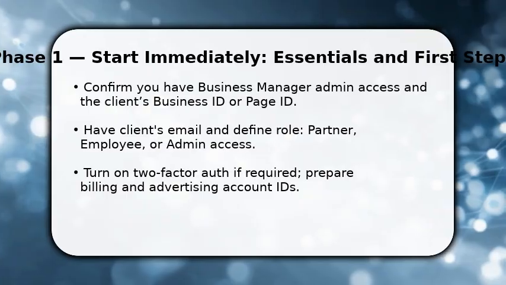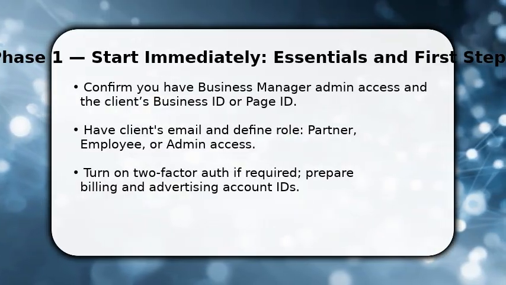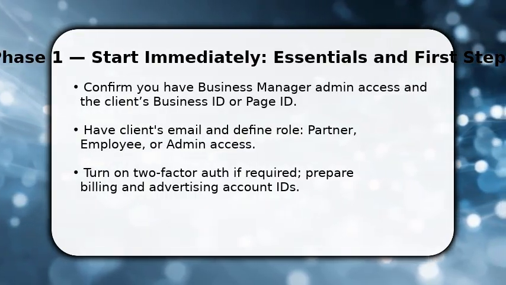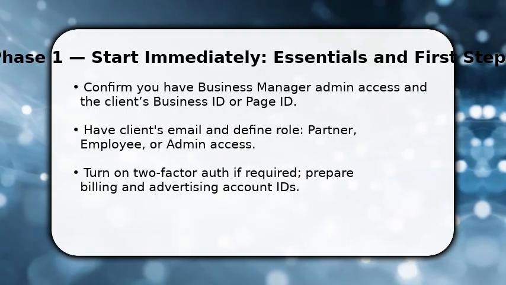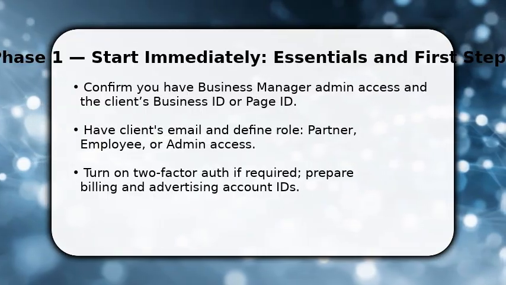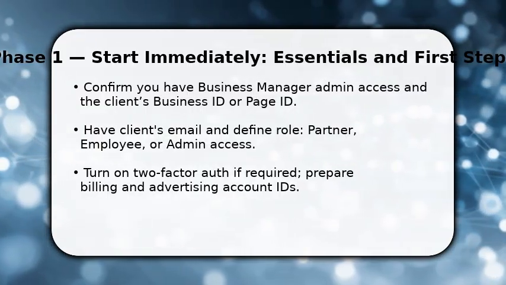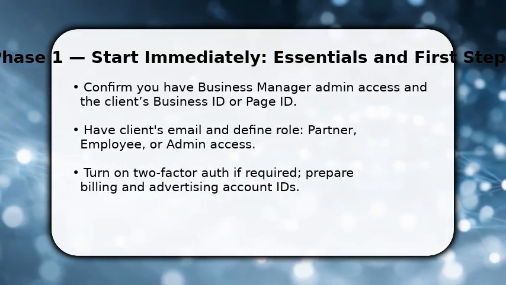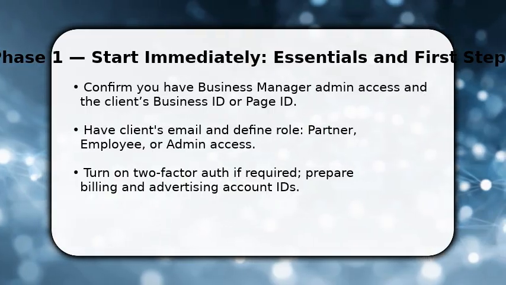Enjoy the video. You start by confirming prerequisites. You must be an admin in Business Manager, and you need the client's business ID or page ID. Once confirmed, ask for the client email and decide whether you add them as a partner, employee, or admin because each role controls access levels. Make sure two-factor authentication is enabled if the client requires it.